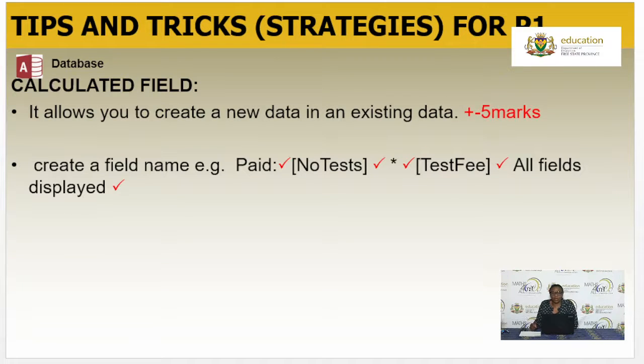And then you move to the next one. What must I do? Okay, I must multiply the number of tests field by the test field. You are still going to get a mark. But remember, the key in a calculated field is don't make a mistake. Don't forget your square brackets.